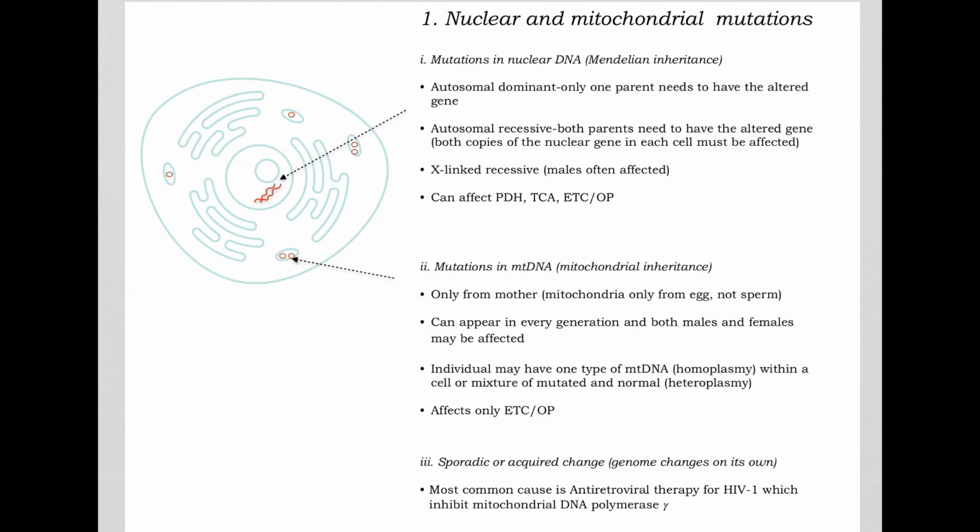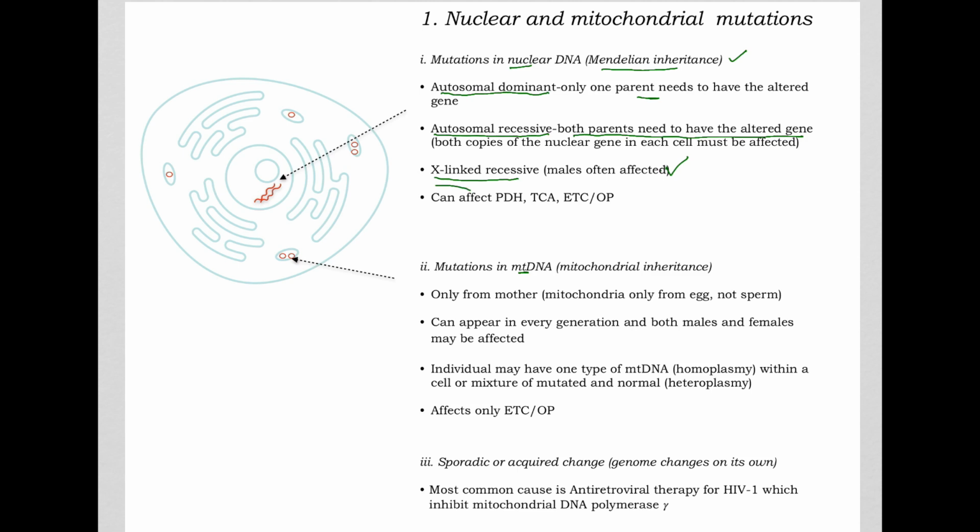So mitochondrial disorders could be due to nuclear DNA or due to mitochondrial DNA. If it's nuclear DNA, then the inheritance is Mendelian inheritance. Some diseases could be autosomal dominant, which means only one parent needs to have the altered gene. Some diseases we'll see are autosomal recessive, which means both parents need to have the altered gene. Some of the diseases are X-linked recessive, which usually will affect males because they have only one X chromosome compared to females that have two X chromosomes.